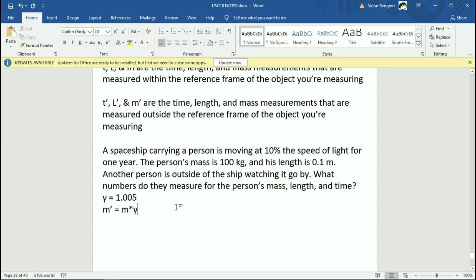So M prime is 100 kilograms times 1.005, so we get 100.5 kilograms. What this means is that someone outside of the ship, watching it go by, if they could somehow measure the person's mass inside the ship, would not measure 100 kilograms, they would measure 100.5 kilograms. They would measure an extra half of a kilogram.